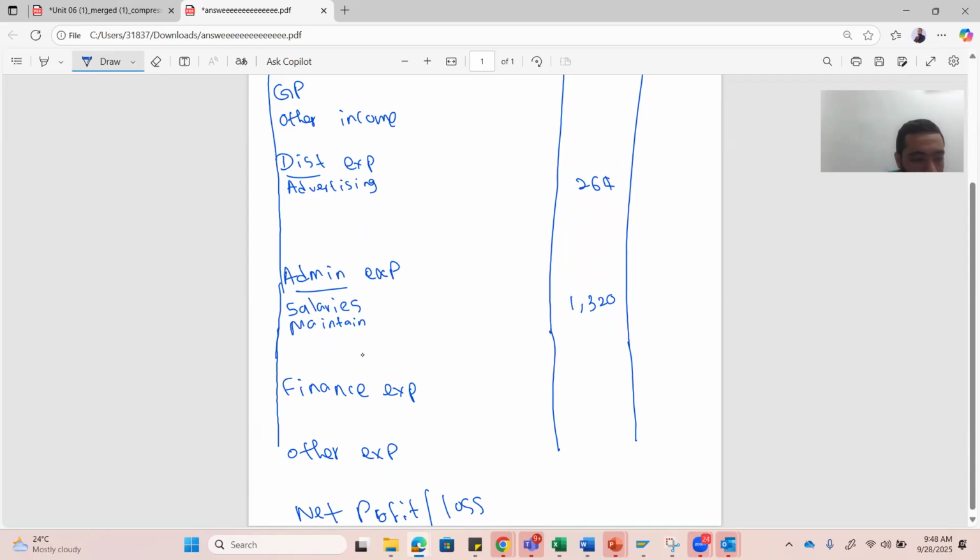Maintenance 140. Repair, same under admin expense, 176. Delivery, it has to come under distribution. Why? It is related to distribution. Delivery 167. Rent comes under admin. How much is the rent? 240. Interest comes under where? Finance expense. Interest.